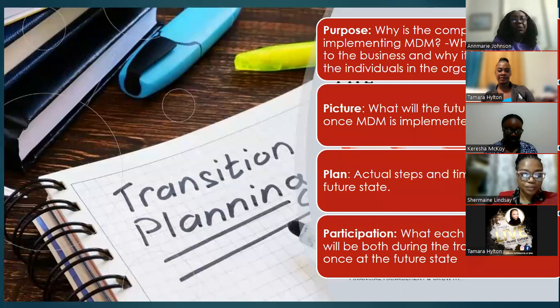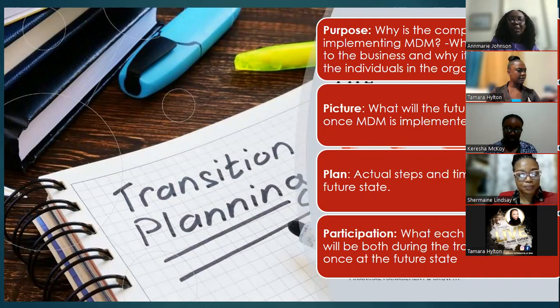So we're changing to a new system, and so there are some changes that will take place. Now, Bridges uses 4 Ps to explain how this process will take place. And so the first P is purpose. Why is the company implementing MDM? Why is it important to the business, and why is it important to the individuals in the organization?